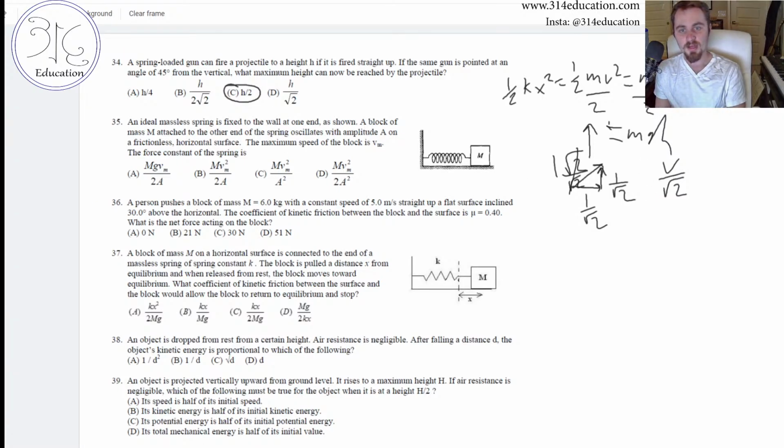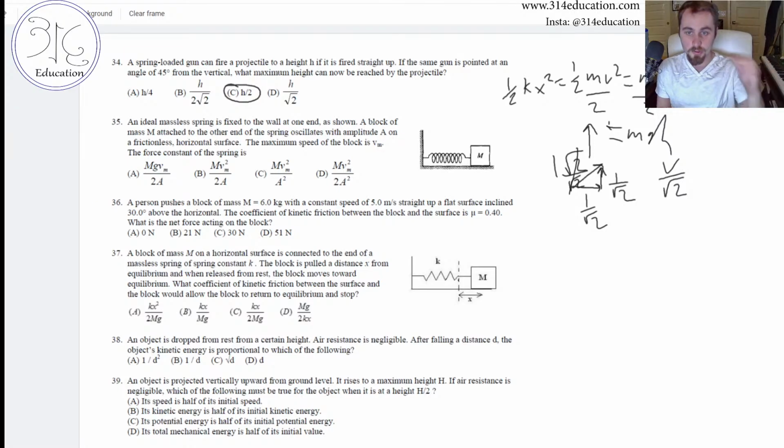35, we've got an ideal massless spring fixed to the wall at one end as shown. A block of mass M is attached to the other end of the spring and oscillates with some amplitude A. Lots of masses on springs today. They're really going for those. The force constant on the spring is going to be given as which?